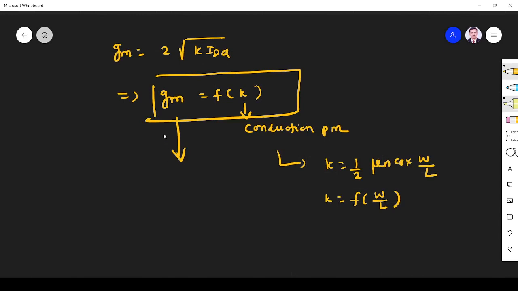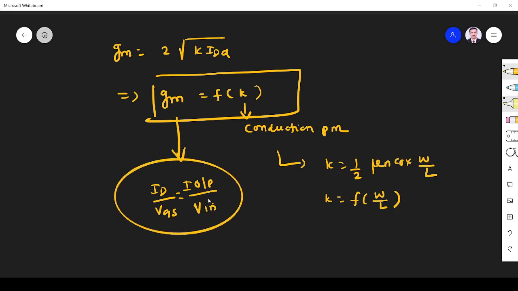Why is it called gain? Because it is relating ID by VGS. ID is the output current and VGS is the input voltage. It is relating output current to input voltage, so it is gain. So transconductance can be varied by changing the width to length ratio of the transistor. That is one of the important points we are learning from this, right?